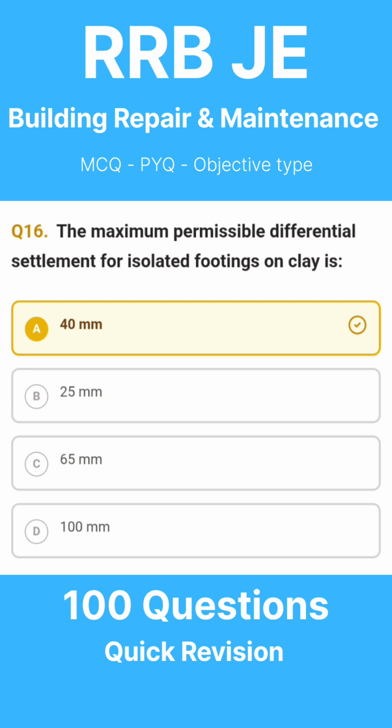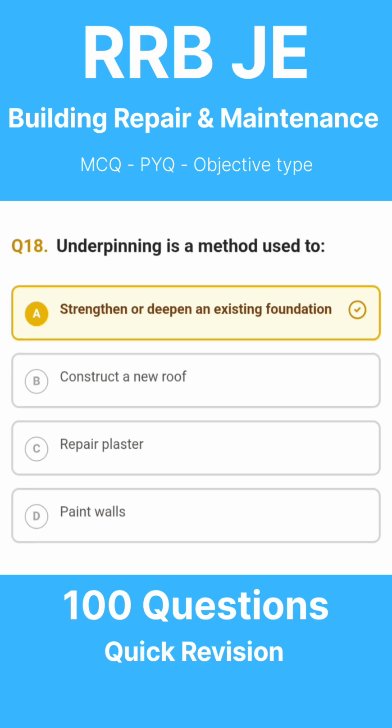Question 16. The maximum permissible differential settlement for isolated footings on clay is. The correct answer is 40 mm. Question 17. Liquefaction of soil leading to settlement occurs in. The correct answer is loose saturated sands during earthquakes. Question 18. Underpinning is a method used to. The correct answer is strengthen or deepen an existing foundation.